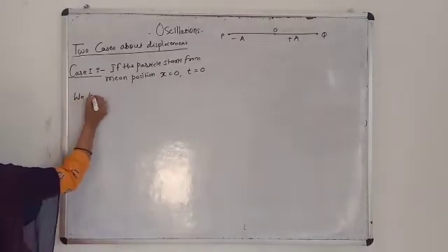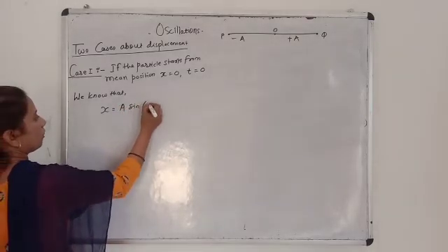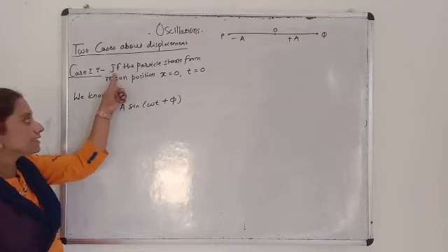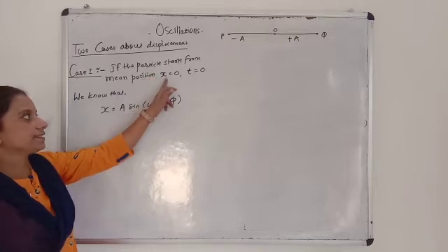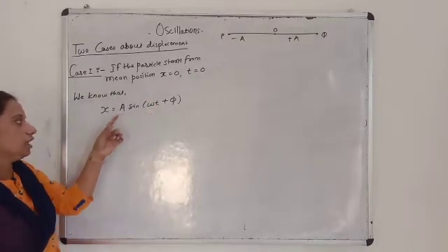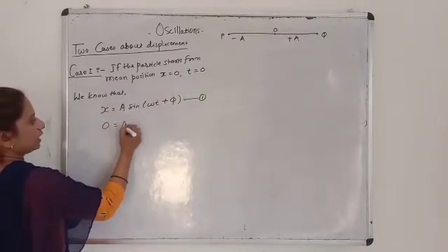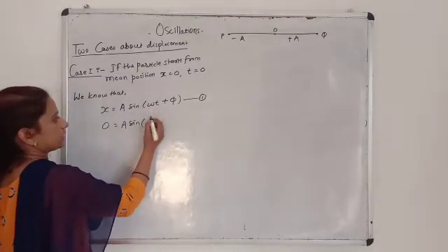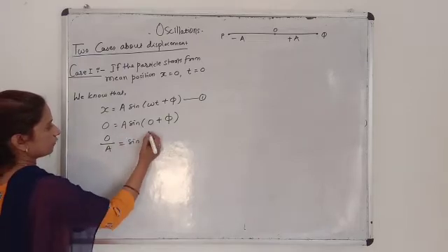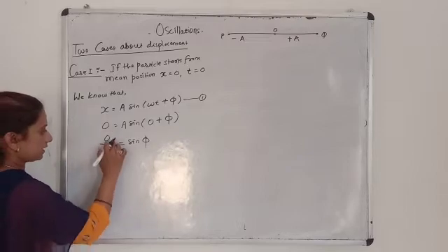So we know that the general expression for displacement is x equals to A sine of omega t plus phi. We have to derive two particular cases. In case 1 we have to consider that if the particle starts from mean position, x should be equal to 0 here and t equals to 0. Now put these two values in the general equation. The general equation becomes: x is 0, so 0 equals A sine of omega t, t is 0, so omega times 0, plus phi. So this becomes 0 by A equals sine phi, so sine phi will be 0. 0 by anything is 0.